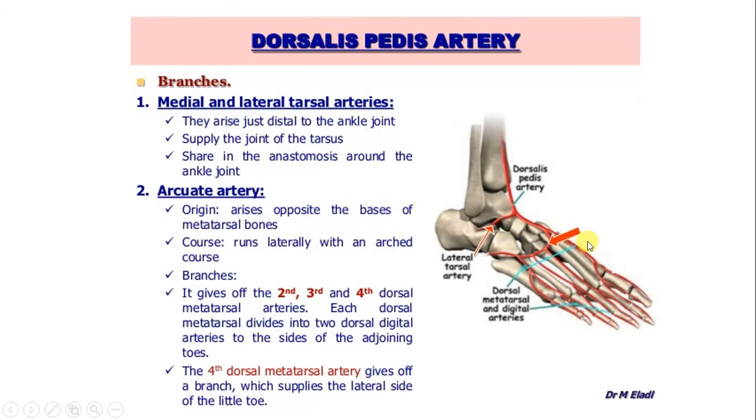Opposite the base of the metatarsals. So here are the heads of the metatarsals, and here are the bases of the metatarsals. It runs laterally in an arched course. That's why it's called the arcuate artery.